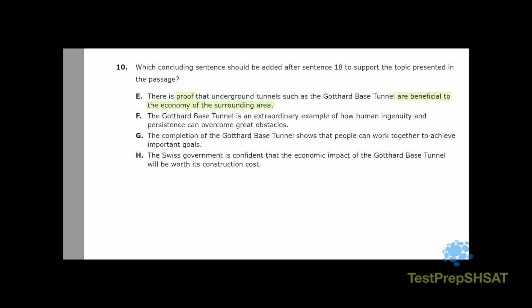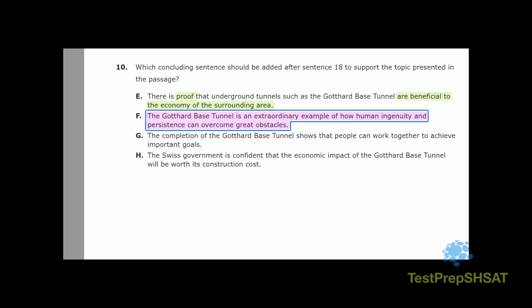F. The Goddard-based tunnel is an extraordinary example of how human ingenuity and persistence can overcome great obstacles. Okay, the main idea of this passage is that the Goddard-based tunnel solved the problem of not being able to get across the Alps. This is essentially what that says. This essentially says the same thing. I think F is going to be the answer. It also mentions the extraordinary example of human ingenuity.